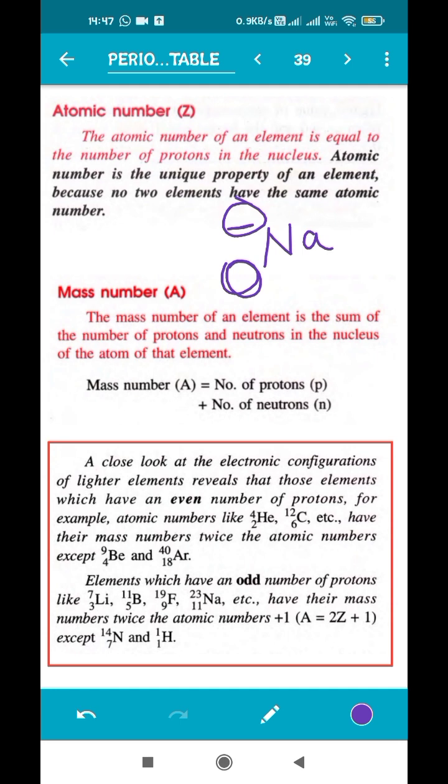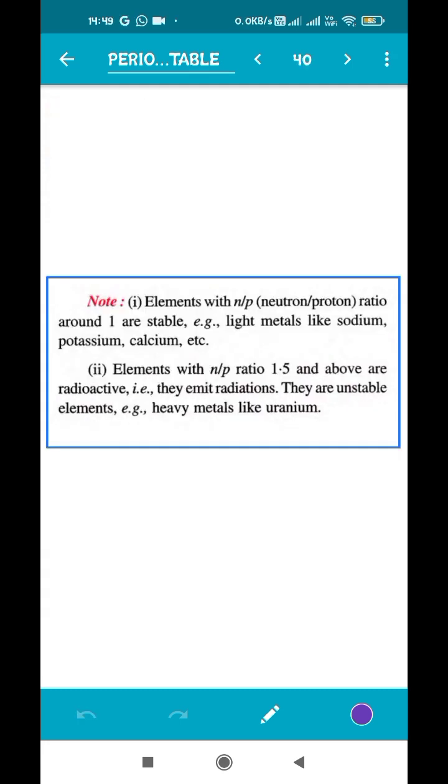Also in elements which have an odd number of protons, we see that their mass number is actually twice the atomic number plus 1. Let's see some examples. Lithium has an atomic number of 3, so its mass number is 2 into 3 plus 1, that is 6 plus 1, 7. The same thing applies for boron, fluorine, sodium also. But there are also some exceptions in this case. For example, nitrogen, its atomic number is 7 but its mass number is not 15, rather it is 14. So exceptions are always there, but if we look closely we can find some similarities also.